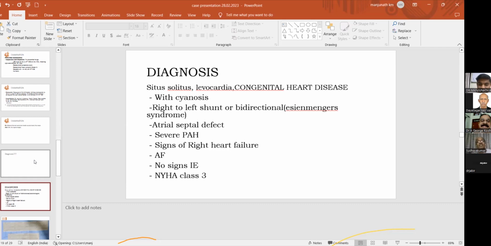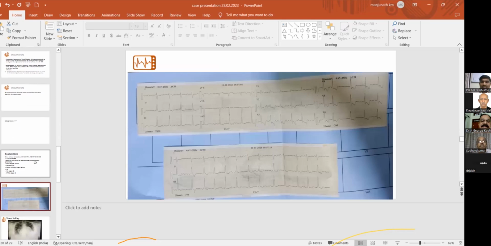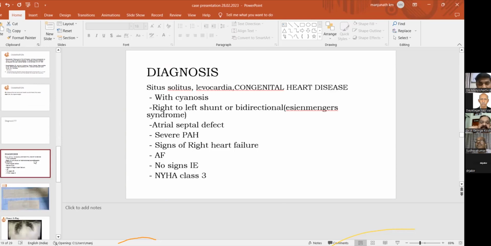Okay. But can we have the X-ray or ECG? Yes, sir. Which one would you like to have? Sir, I will go with X-ray. Why? I want to look for a few signs, sir, like the pulmonary artery, and I want to look for the right atrium. I want to look into the pulmonary plethora.